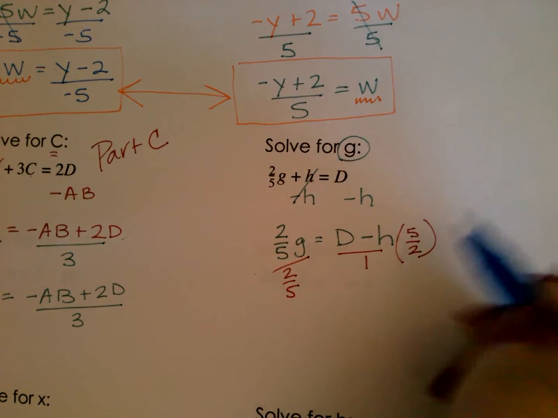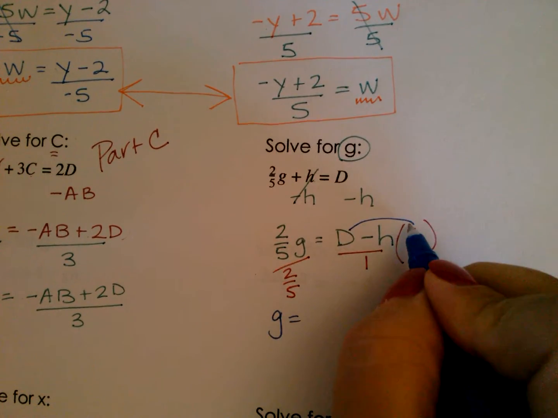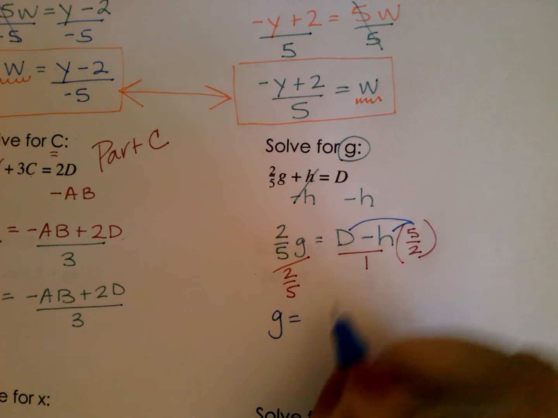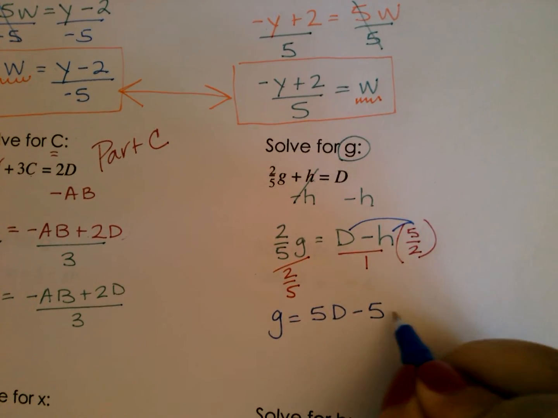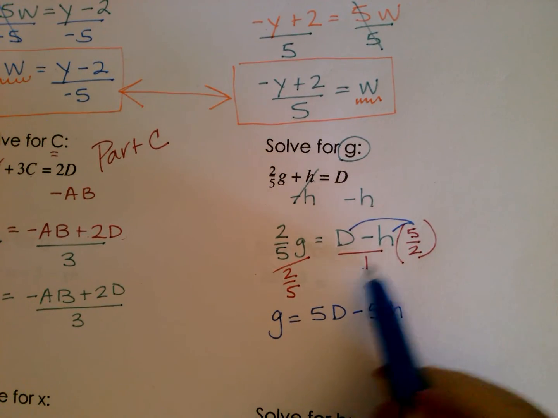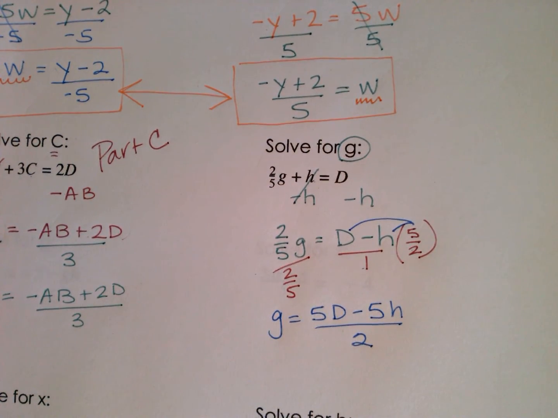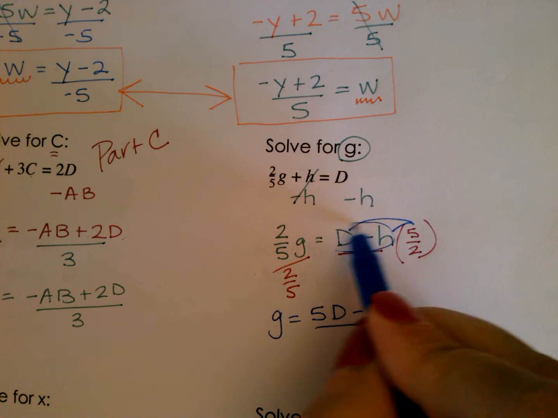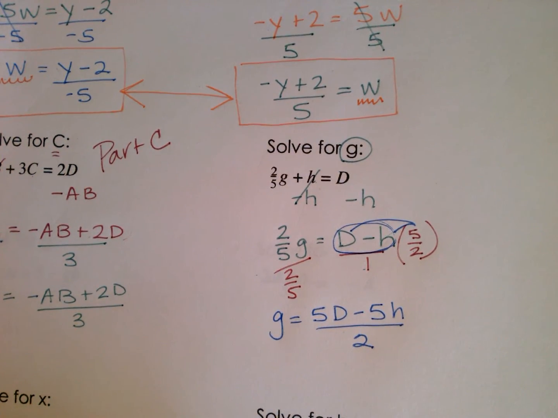We can do top times top. Well, in this case, I would have to distribute the 5 to each item. So I would get 5D minus 5H, bottom times bottom, all over 2. These are grouped together in the numerator, so I would have to distribute.